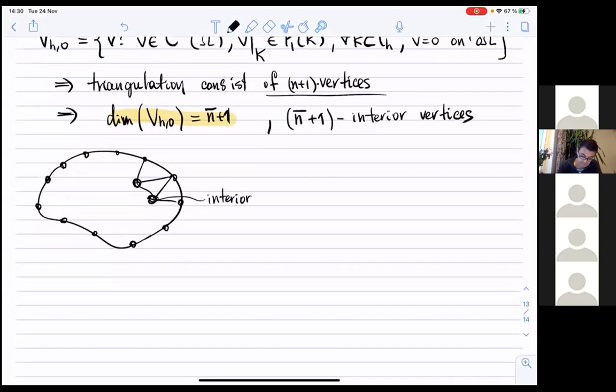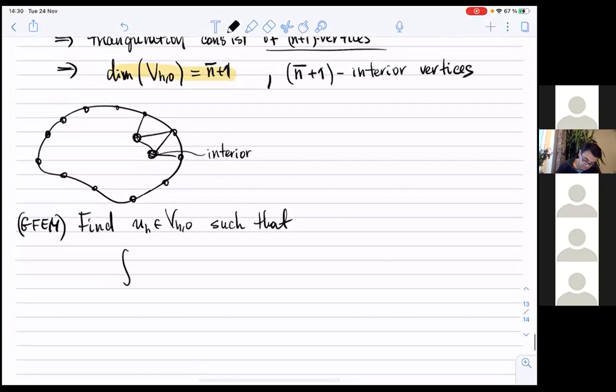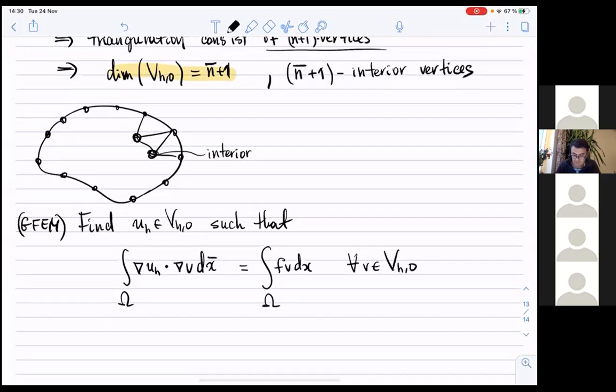So next, we can now write the variational finite element formulation. I call it GFEM, and it's simply: find UH from VH0 such that the integral of gradient UH times gradient V dx in omega equals the integral of F V dx in omega for all V from VH0.